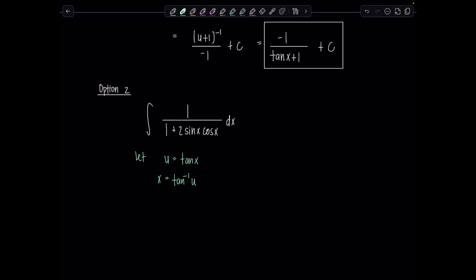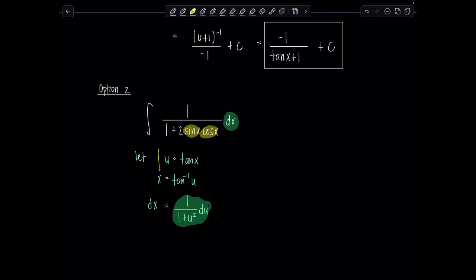First, let me figure out what my differential would be. So dx, if I differentiate both sides, would be the derivative of tan inverse of u, which is 1 over 1 plus u squared du, okay? So this dx is all geared up to get replaced with 1 over 1 plus u squared du. Now, how am I to replace sine x and cosine x with this substitution?